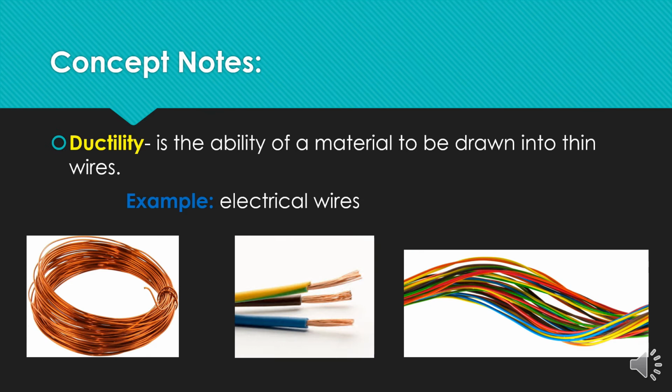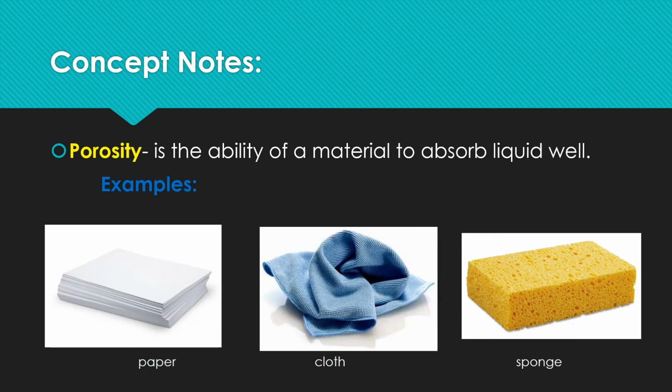Ductility is the ability of a material to be drawn into thin wires or sheets. Examples are electrical wires. Porosity is the ability of a material to absorb liquid. Examples are paper, cloth, and sponge. Now, let's say for example, you spill water on the floor. In order to dry it easily, you wipe it with cloth.